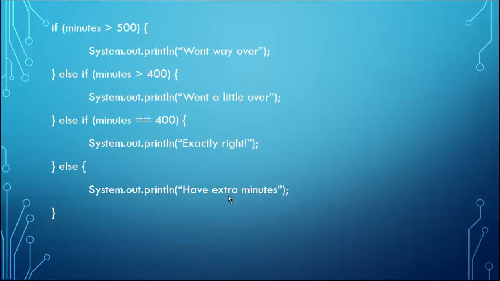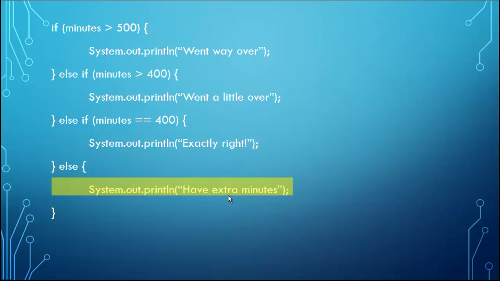How about with 300 minutes? Well, 300 greater than 500, that's false. So we look at the next section. 300 greater than 400, that's false. 300 is equal to 400, that's false. We've tried all the if and the else ifs, so we're down at the else. We're going to display the message that you have extra minutes.